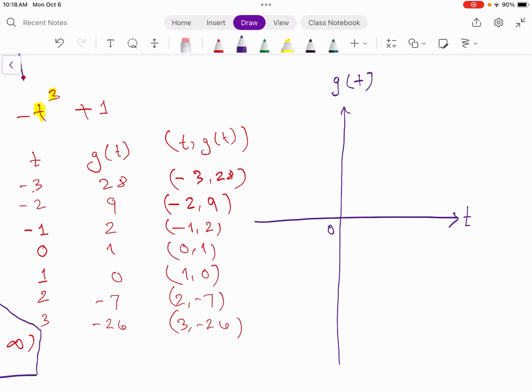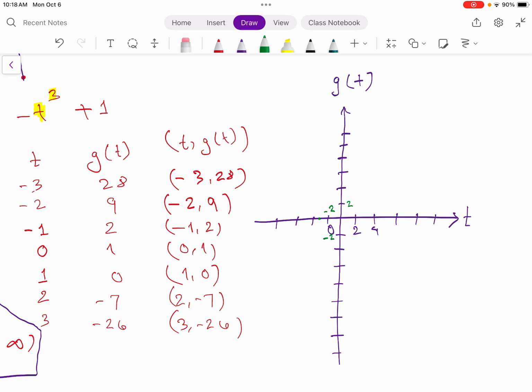So this is 2, 4, 6, 8, 10, 2, 4, 6, 8, 10, 12, negative 2, negative 4, negative 6, negative 8, negative 2, negative 4, negative 6, negative 8, negative 10, negative 12, negative 14, and so on. Now let's plot negative 3, 28. So negative 3 is on the left. So this is negative 2, this is 2, this is negative. So negative 3 is somewhere here and positive 28.